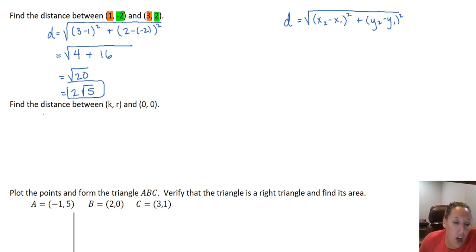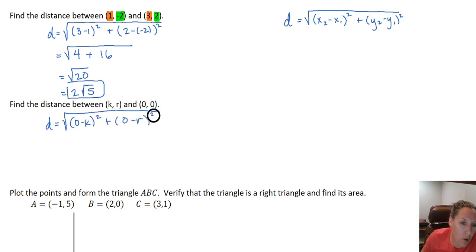All right, if we wanted to find the distance between the point (K, R), so K is our x value, R is our y value, and the origin, we're going to do the exact same thing. So we get (0 minus K) quantity squared plus (0 minus R) quantity squared underneath that square root.